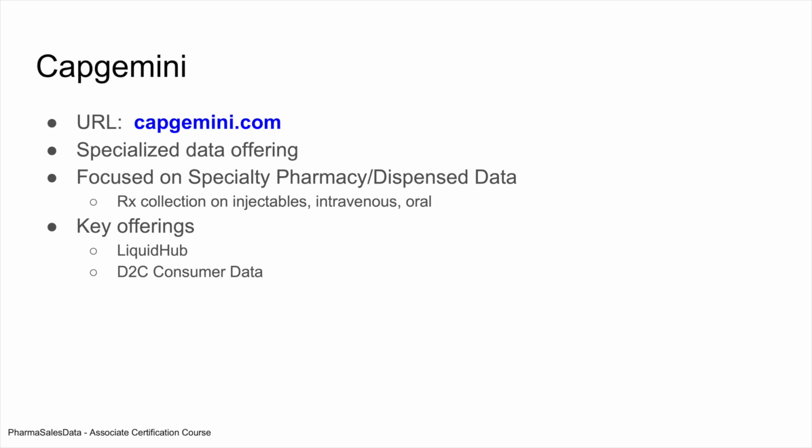So as we talked about previously, not all drugs are taken via a pill or a tablet. Some are injected. So it's difficult to track these through your regular pharmacies like CVS, Walmart, Walgreens. So Capgemini goes to specialty pharmacies and they pull that data. They pay for that data on injectables so you can see which specific HCP is writing an injectable RX for a patient.